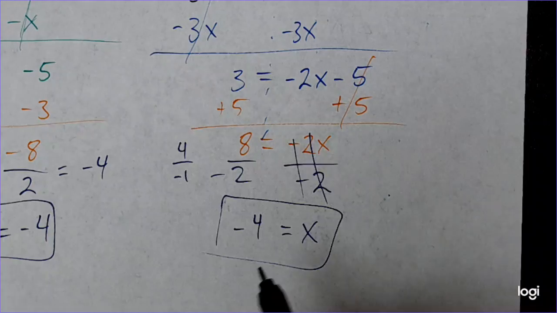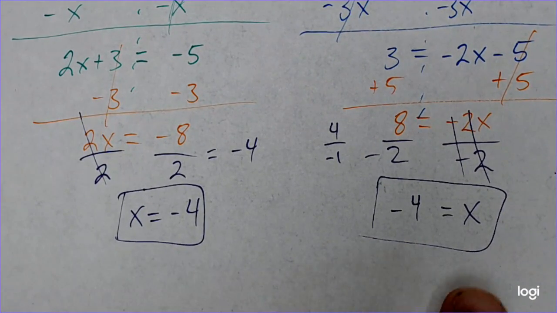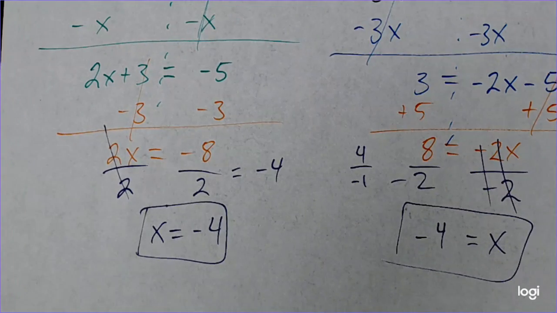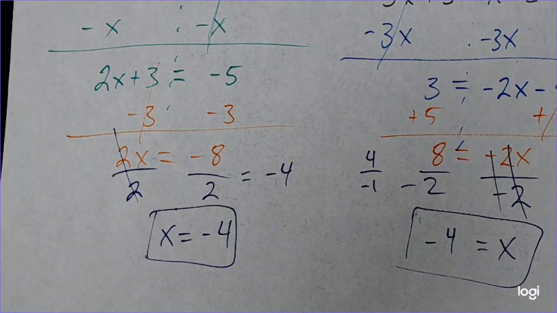So I still get x equals negative 4, or negative 4 is equal to x. All right, so you get the same answer either way. That's how we deal with variables on both sides of an equation.